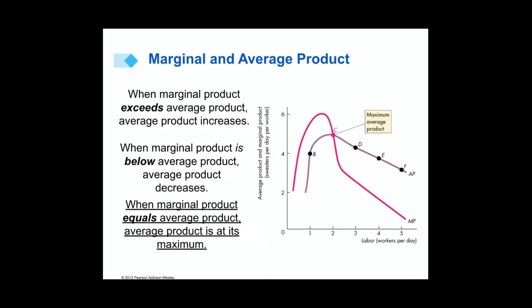Now when we look at the marginal and average product and we compare them, we can see that the marginal product, when it's above the average product, is increasing. And conversely, when the marginal product is below the average product, it is decreasing. And there's an optimal point where the average product is at its maximum, and that's the point where the two lines intersect.